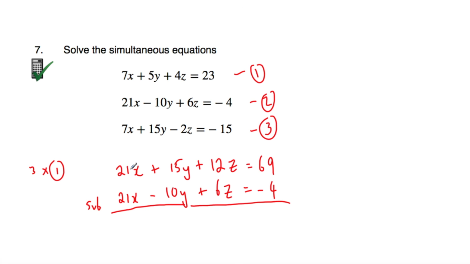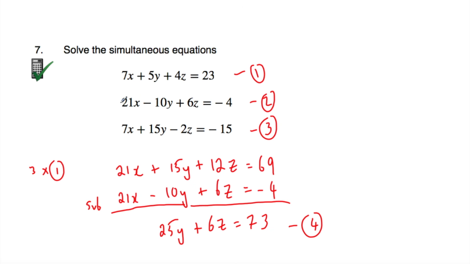Okay, 21x take away 21x, that's 0, so they cancel out. We've then got 15y subtract minus 10y. So we're going to do 15y minus minus 10y, so we're going to add on the 10y's. So that's going to be 25y. Then we've got 12z take away 6z. That's going to be plus 6z. And then finally, we've got 69 subtract minus 4. So 69 plus 4 would be 73. So that's fantastic. And I'm just going to call that equation 4 because that's an equation without the variable x in it. And we might use it later on.